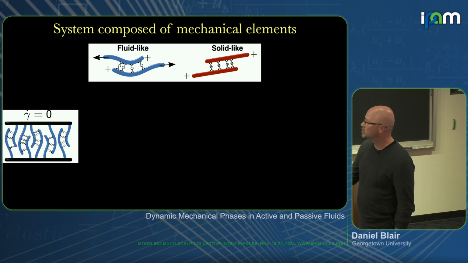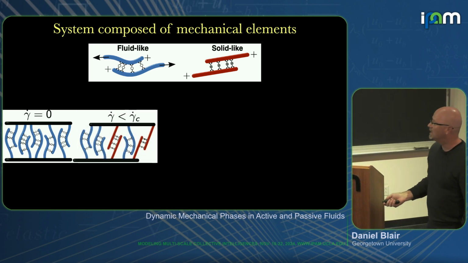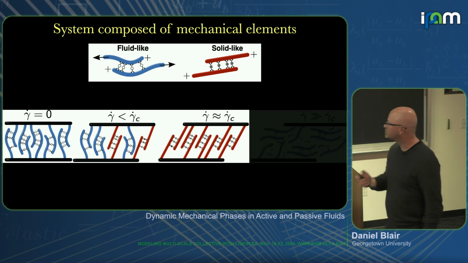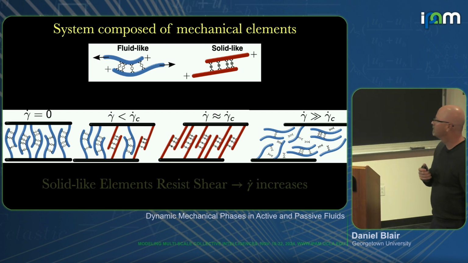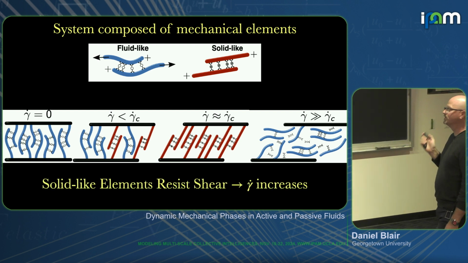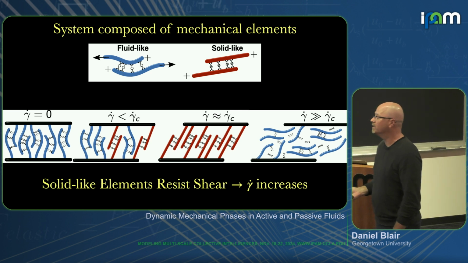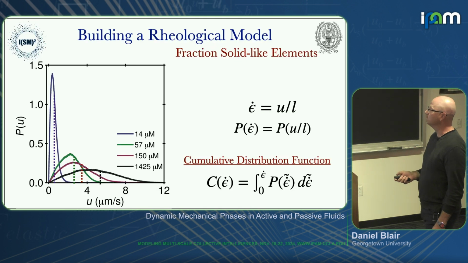I construct at 0 shear rate. They're all fluid-like. They all just unbundle on their own. That's low shear rate. Intermediate shear rates, I have some that are connected, some that are liquid-like. And at their critical shear rate, where the viscosity was at its maximum, I have the most of these. And above that, they just flow. I've broken everything up. So solid-like elements resist the shear as the shear rate is increased up to a critical point, and then it undergoes another transition where it's a fluid again.